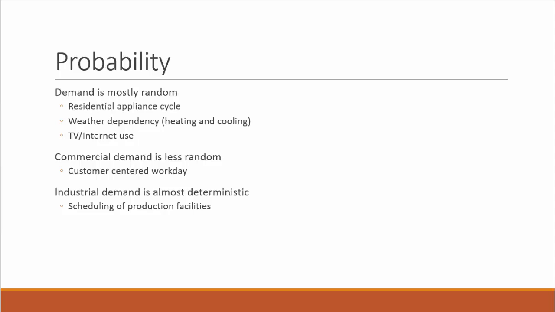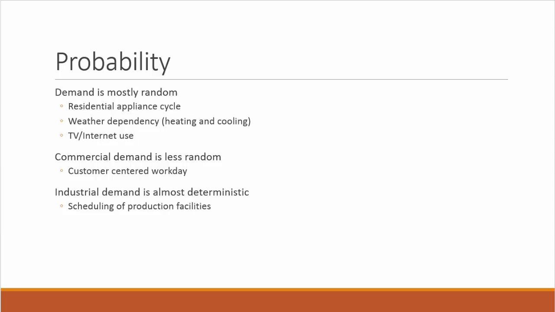Commercial demand is less random. Commercial demand is customer-centered on the workday. Cleaning facilities and other facilities that use a lot of energy, grocery stores, are governed by the workday cycle of their clients and their hours of operation. So therefore, they're slightly different in terms of time series analysis. We must take into account those workday dependencies or the working hour dependencies.